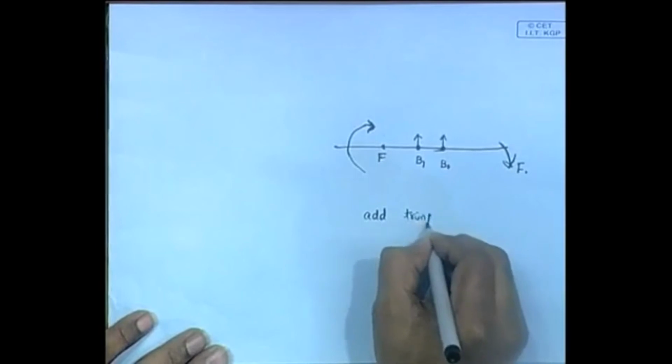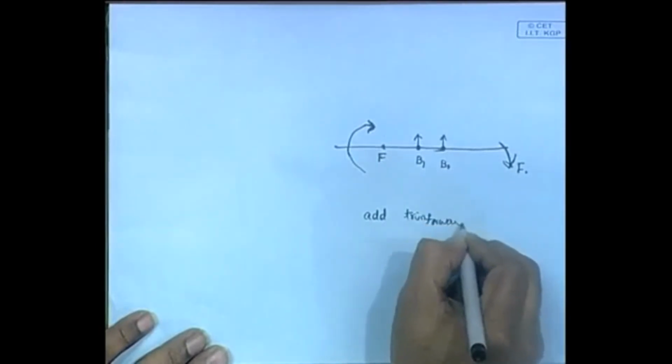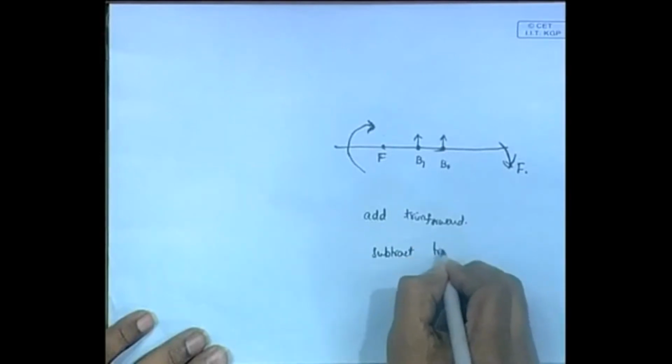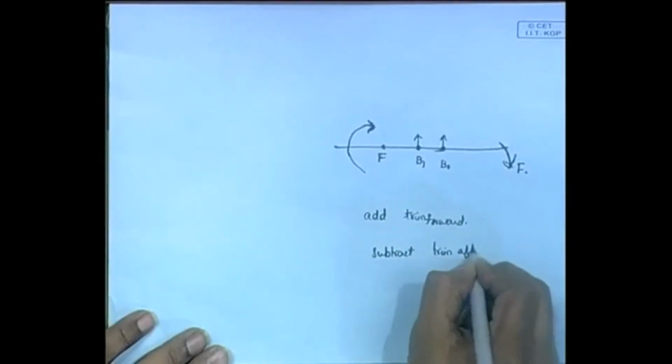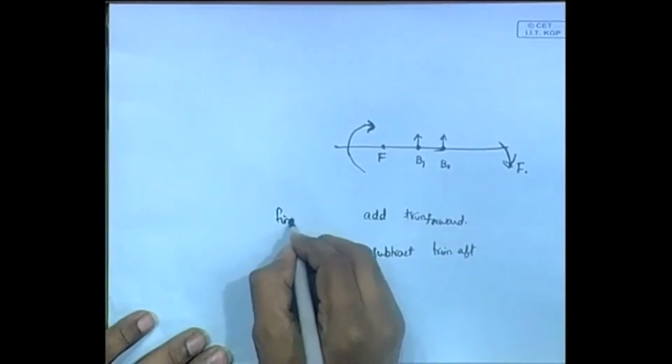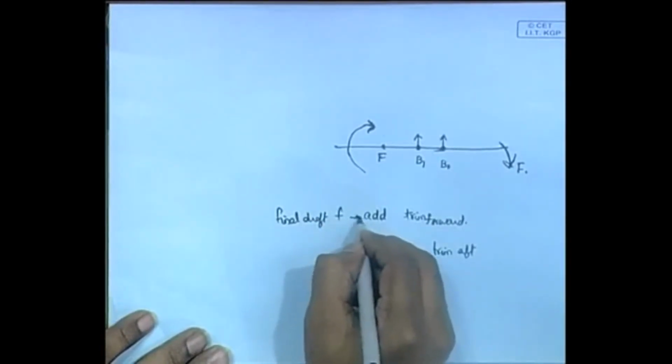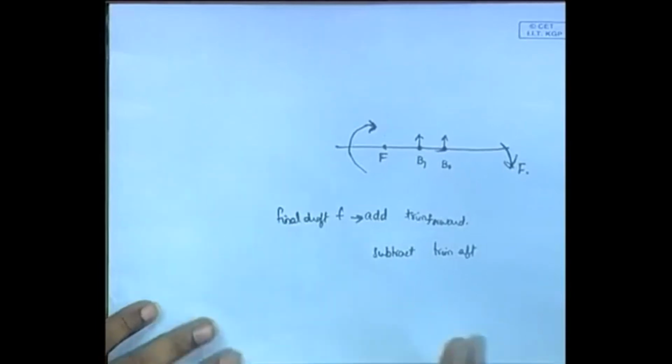So you have to add trim forward and subtract the trim aft to get your final draft here. Final draft, this is forward, you have to add. Remember, whenever the ship goes in, you are adding the trim to the draft. Whenever the ship goes up, you are subtracting that. It's obviously like this. That is, sinkage is when the ship comes down like this.